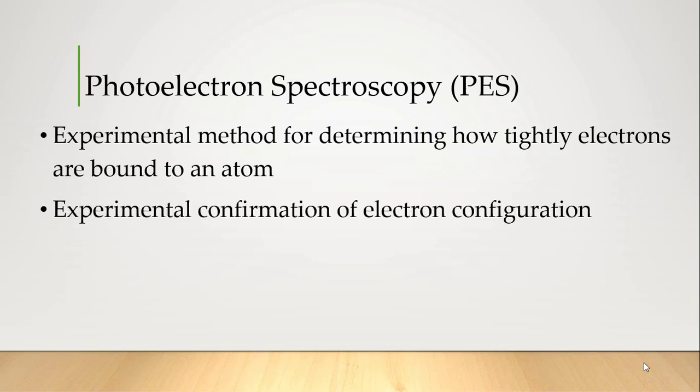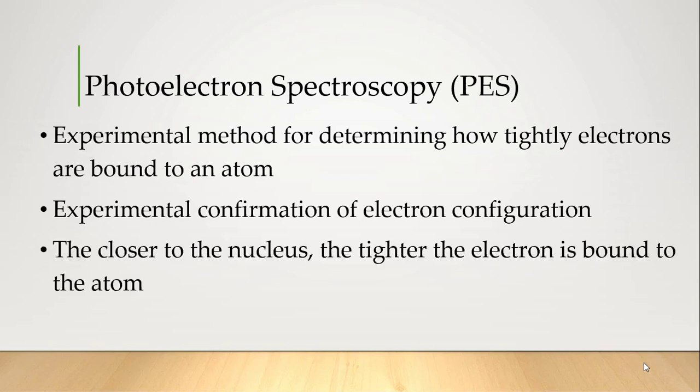What this means is that we can use this to confirm electron configuration. The reason is the closer to the nucleus, the tighter the electron is bound to the atom, so more energy is needed to remove it. Why does this happen? Right now, just take my word that the closer to the nucleus, the tighter the electron is bound to the atom.